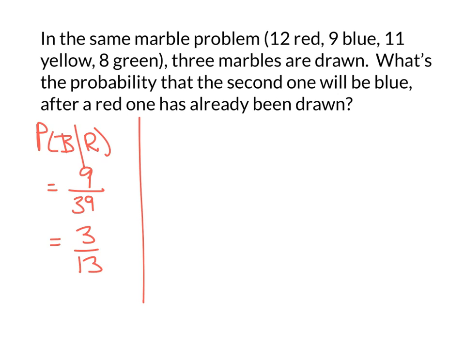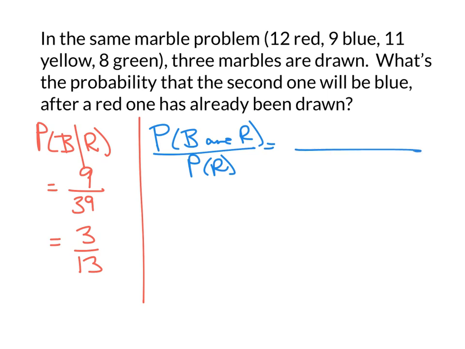How would this look if we used that formula, which said that the probability of B happening after R would be the probability of blue and red divided by the probability of the red? Right? So just to get used to using this formula, we would find that probability of getting a blue, which would be 9 out of the 40.